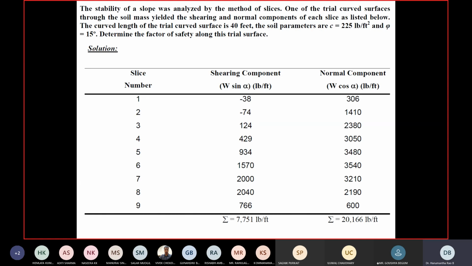So this is problem number 2. The stability of a slope was analyzed by the method of slices. One of the trial curved surfaces through the soil mass yielded the shearing and normal components of each slice as listed below. The curved length of the trial curved surface is 40 feet. The soil parameters are C 225 pounds per square foot and phi 15 degrees. Determine the factor of safety along this trial surface.